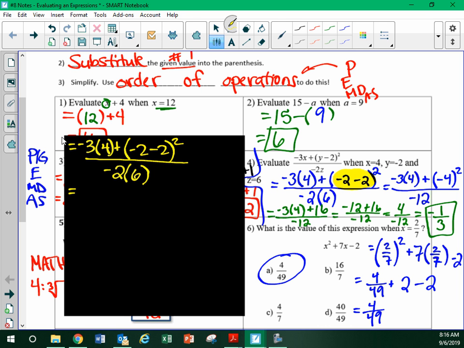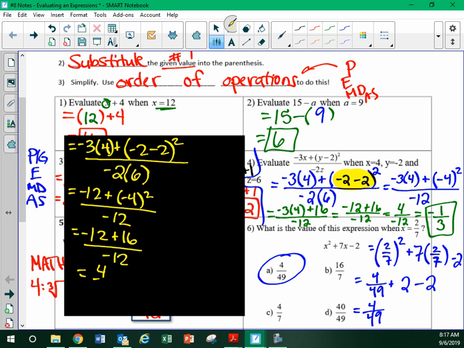So I can go ahead and simplify negative 3 times 4, which gives me negative 12. I can go ahead and simplify the bottom here, negative 2 times 6, which gives me negative 12. And then let's again work on our parentheses here. So we have negative 4 quantity squared. But again, before you add these together, we want to follow our order of operations and square that first. So we have negative 12 plus 16 divided by negative 12. And we get positive 4 over negative 12. And that gave us our final answer of negative 1/3.